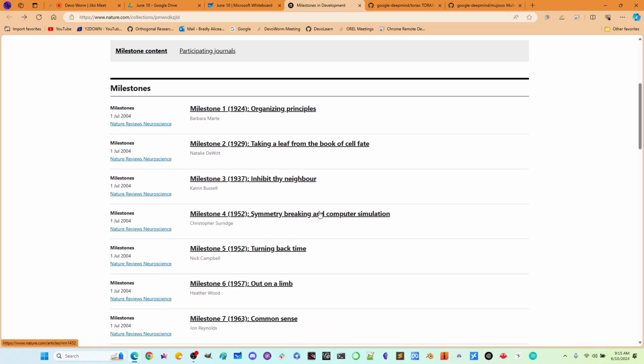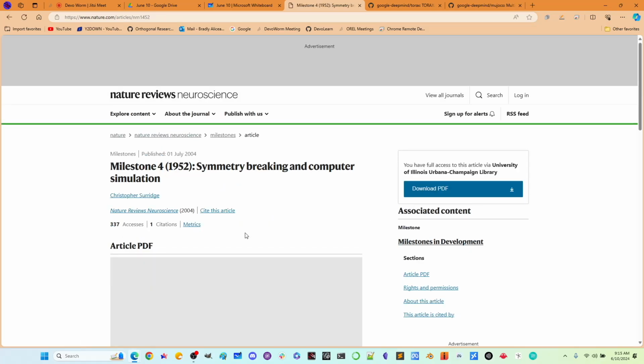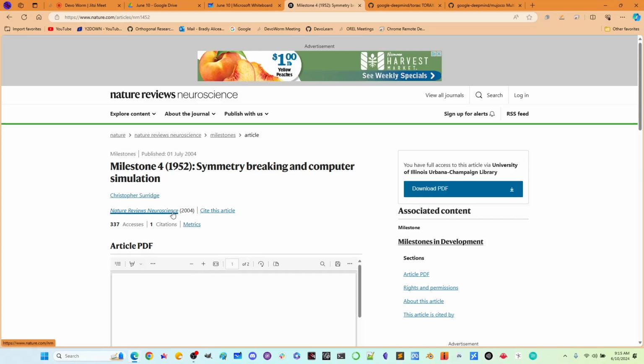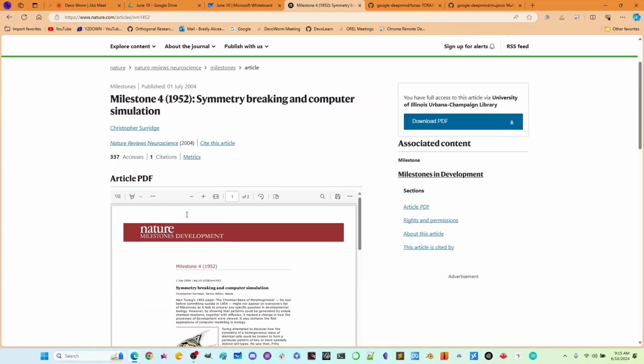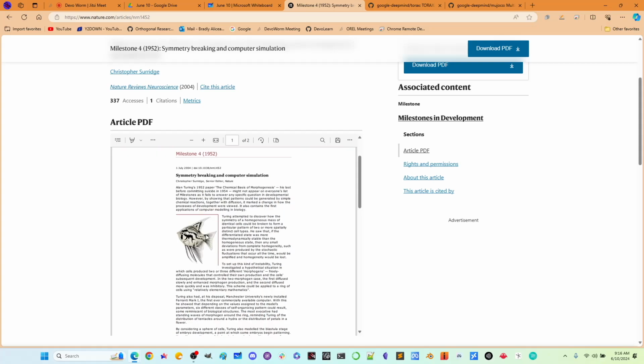1952, symmetry breaking in computer simulation. So let's look at that one to see how they kind of do this. So this was a paper by Christopher Surridge in Nature Reviews Neuroscience 2004. And this article talks about this line of work that goes back to Alan Turing's chemical basis of morphogenesis. So that was in 1952. And then, they kind of go through the significance of that paper and that finding. And then they kind of go through the subsequent history.